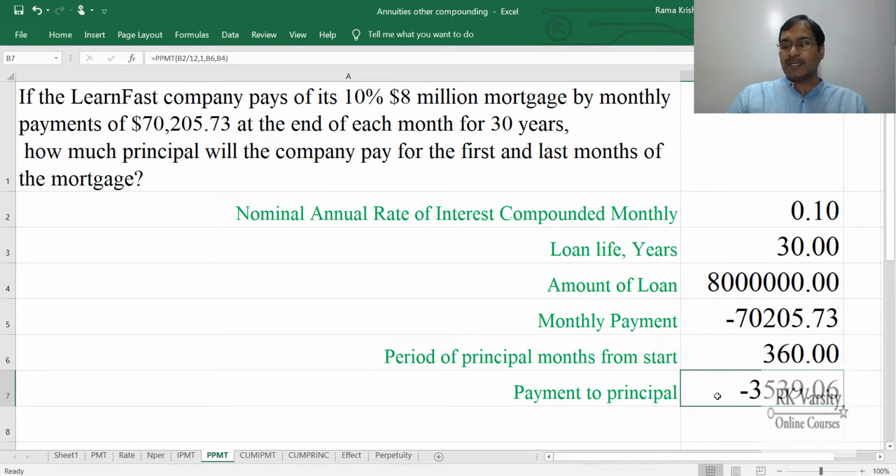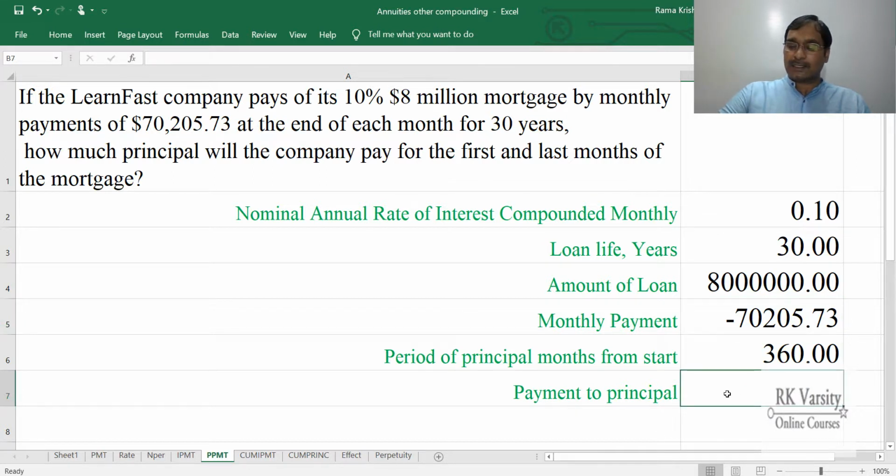So you are making a payment of $3,539.06 towards the principal amount in the first installment. So your first installment is $70,000. In that, the principal amount is $3,500 and the balance amount is towards the interest payment.